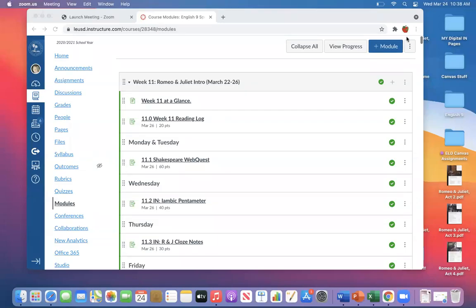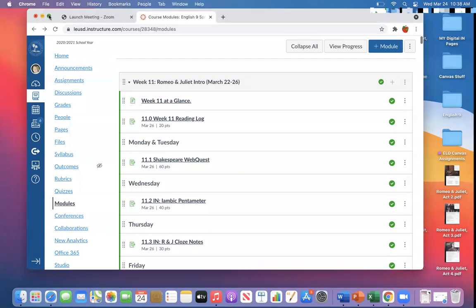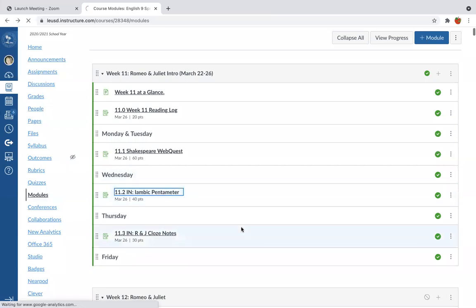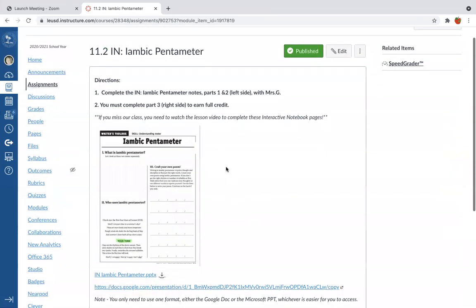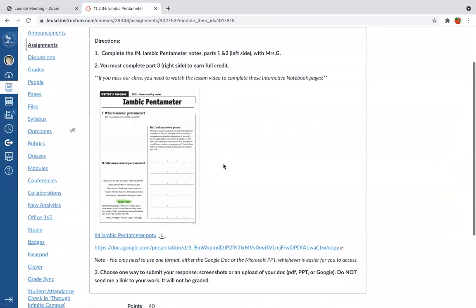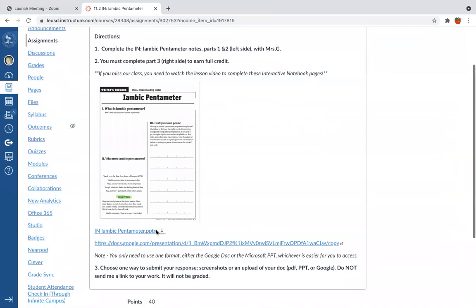Happy Wednesday, guys. Because today's Wednesday, we're going to be working on iambic pentameter. So let me go ahead and click in here and show you what it looks like. We're doing IN notes today, so you're going to need to open up your own. You can either open up the PowerPoint or the Google link, whichever one's easiest for you to access. Remember, they're exactly the same.